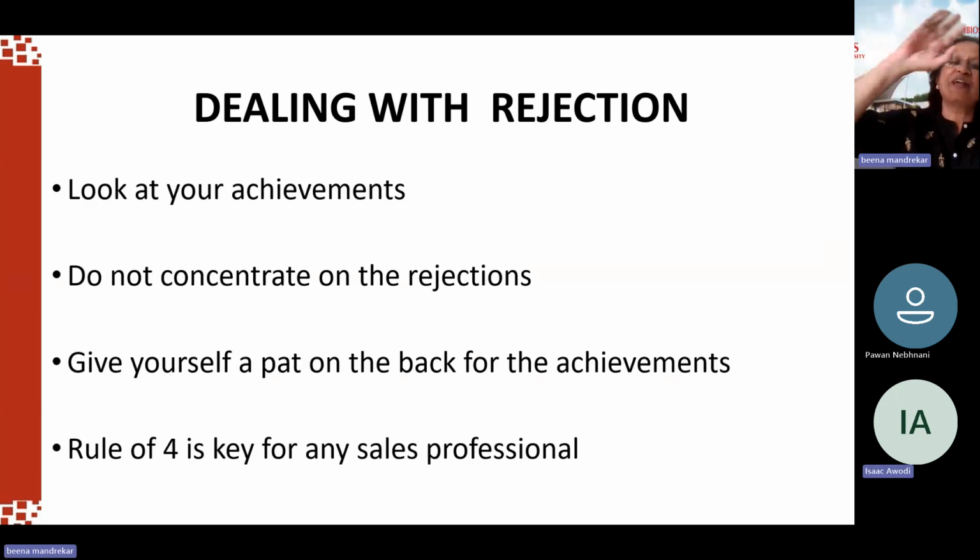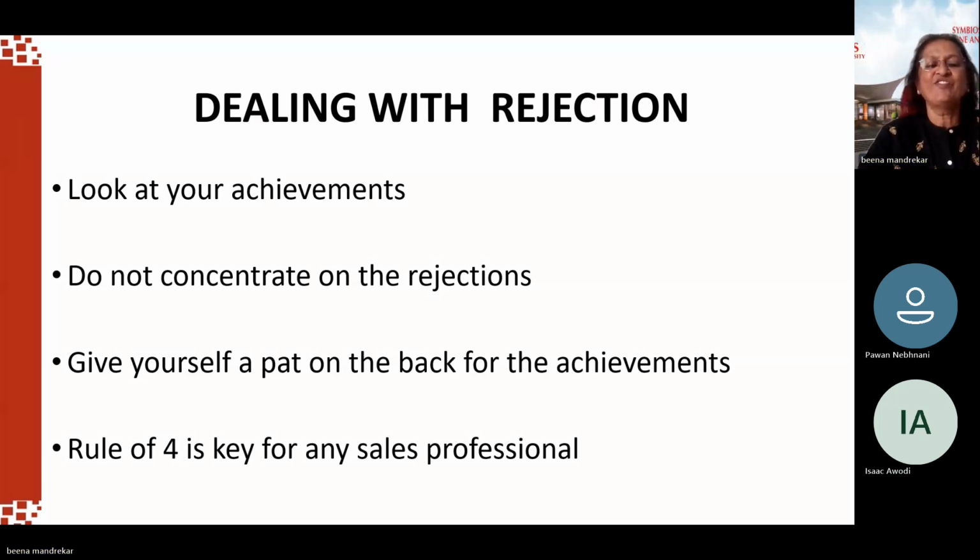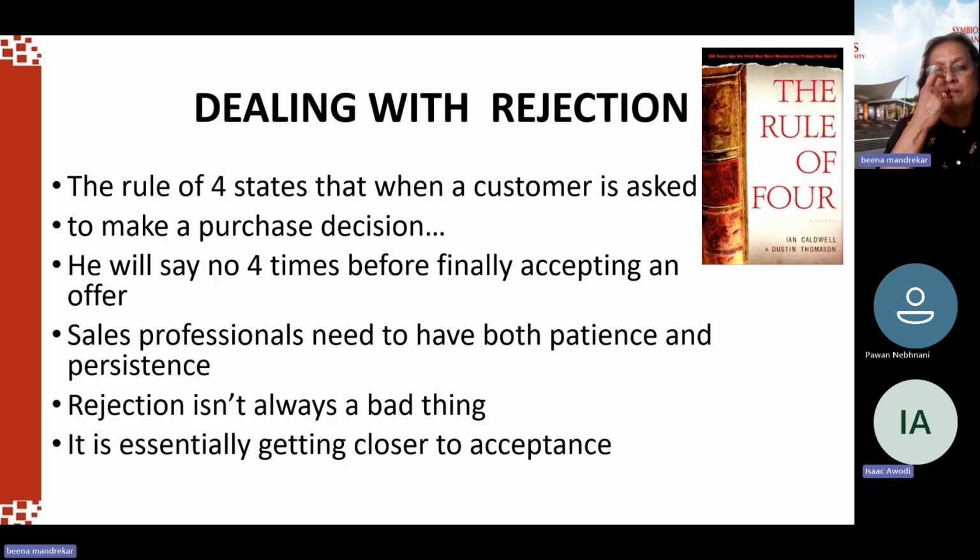Now, forget them, forget what you're selling, look at your own achievements. Give yourself a pat on the back for the achievements. Rule of 4 is the key for any sales professional. So when you're selling, look at your achievements. Do not concentrate on the rejections. Give yourself a pat on the back for the achievements. What is rule of 4?